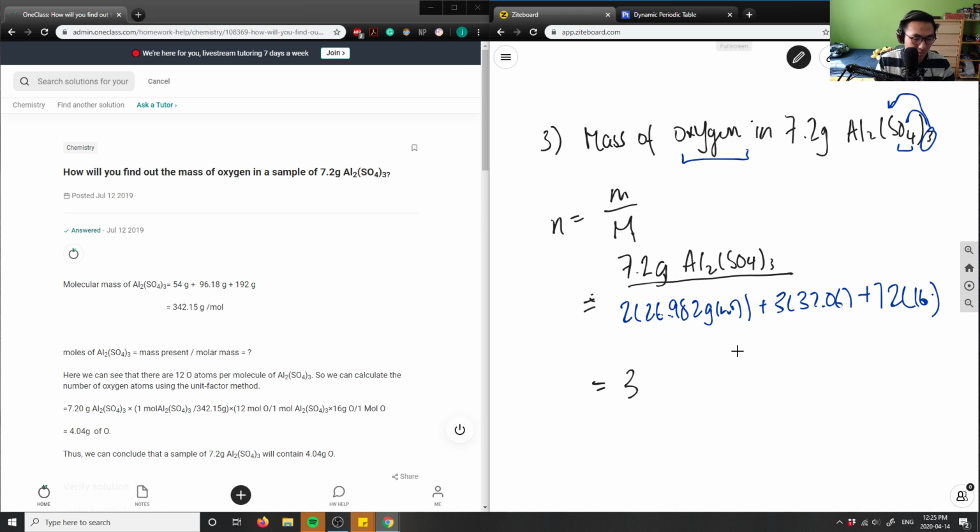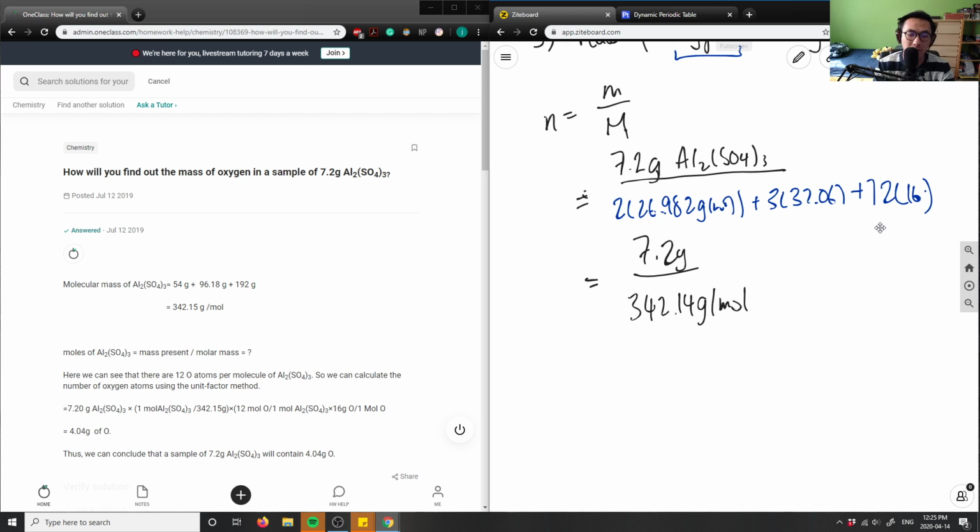So this would be here. This is 7.2 grams over 342.14 grams per mole, right? That's fine. We can divide this out, and we can say 7.2 divided by 342.14 would give us 0.021 moles of aluminum sulfate. Sweet. So that's fine.